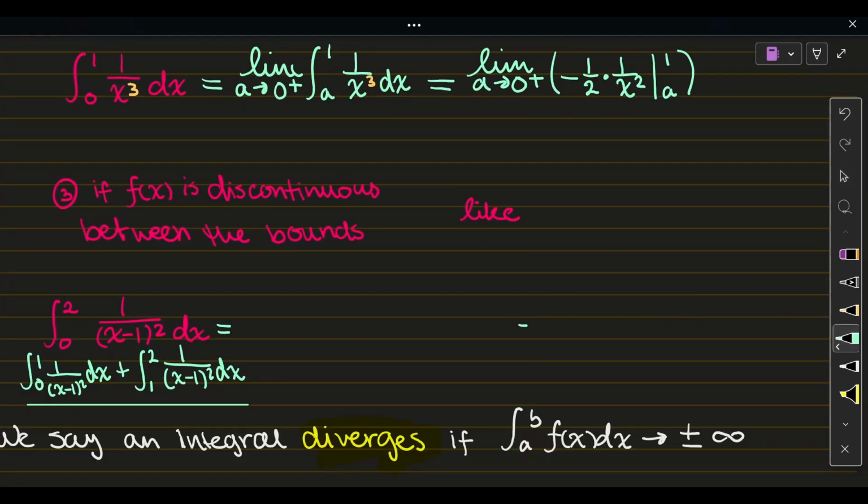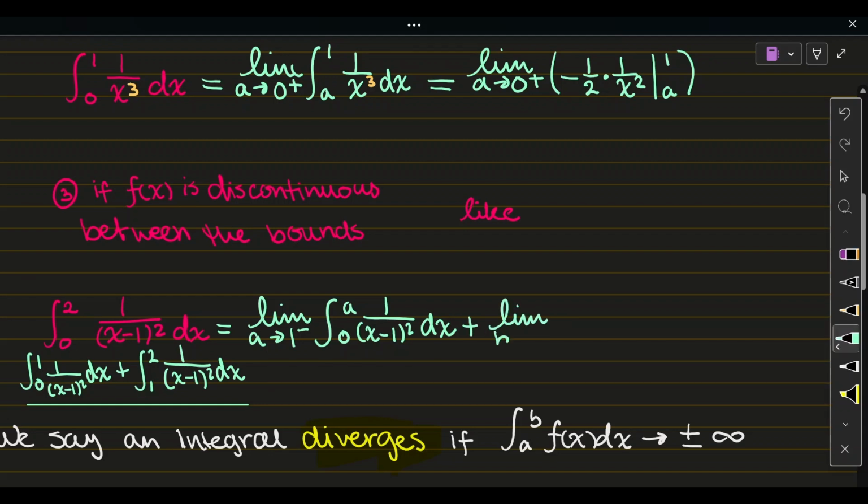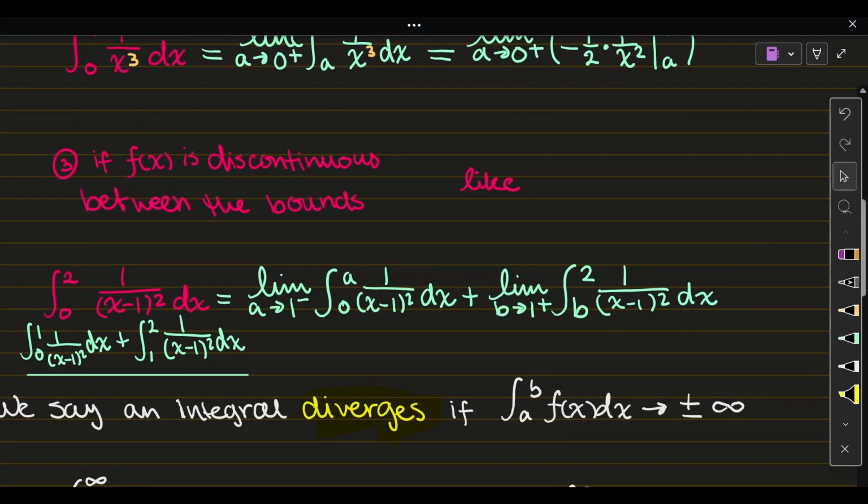So I should rewrite this as the limit as a goes to 1 from the left of the integral from 0 to a of 1 over x minus 1 squared dx, plus the limit as b goes to 1 from the right of the integral from b to 2 of 1 over x minus 1 squared dx. All right.